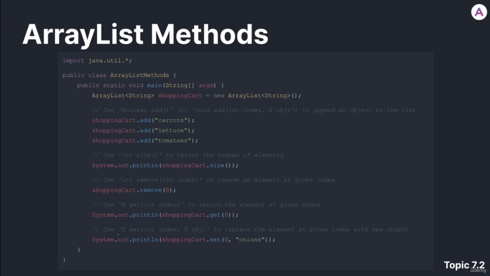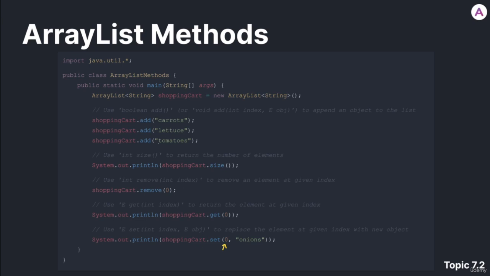Okay, now we also have the set method. The set method, you can use it with two parameters. First of all, the index that you want to set some value to, and then the object. It's used to replace the element at that given index with the new object that you just passed in. For example, we have shoppingCart.set(0, "onions"). So 0 is the index we want to replace.